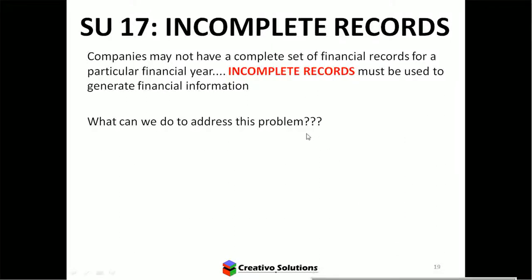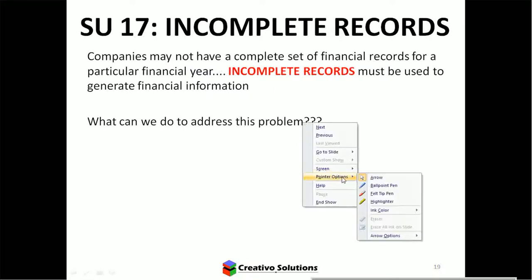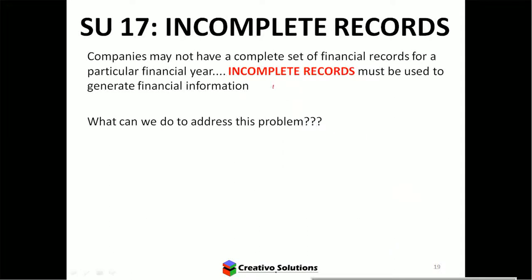Study Unit 17 is the final chapter in the UNISA study guide. Study Unit 17 is focusing on incomplete records. When companies don't have a completed set of financial statements, they need to complete their statements. Right, so what can they use? The accounting equation. Why?